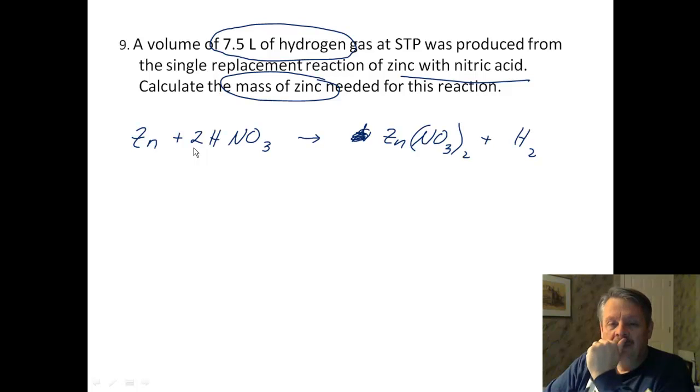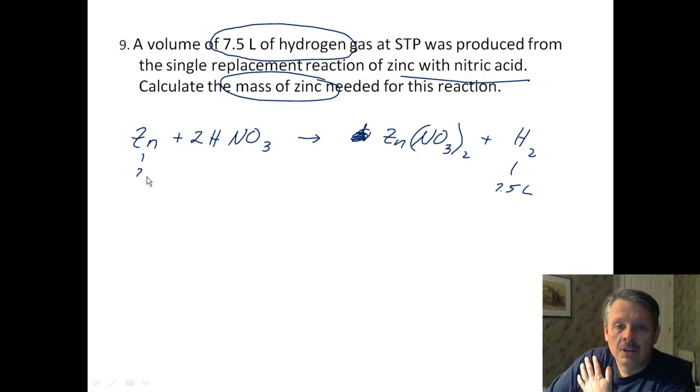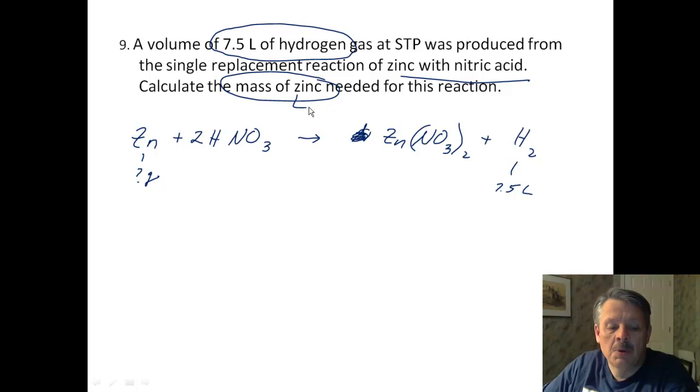Okay, so I have 7.5 liters of hydrogen gas. And calculate the mass of zinc. Alright, so let's see, how much does zinc weigh? Let's look on the periodic table. Zinc weighs 65.39 grams per mole.